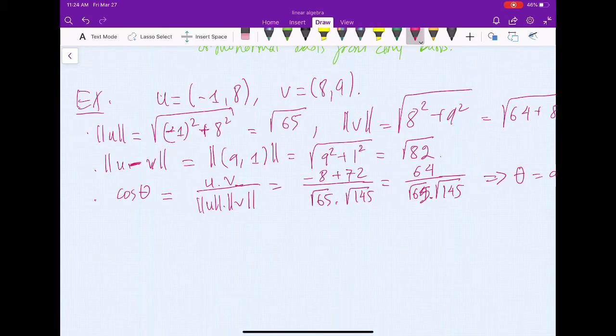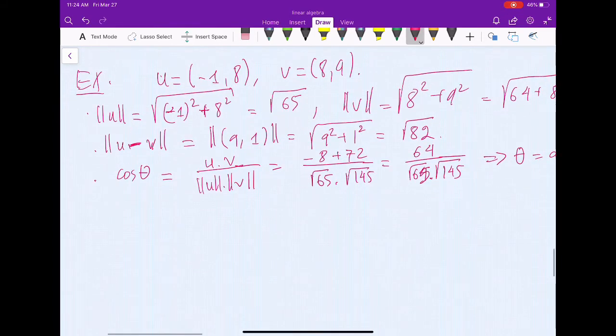Before we move to the Gram-Schmidt process, we need to remind you about orthogonality, how to find the orthogonal projection of one vector onto another one. Using these two vectors, we can do that. Let's find the orthogonal projection of U onto V and the orthogonal projection of V onto U.